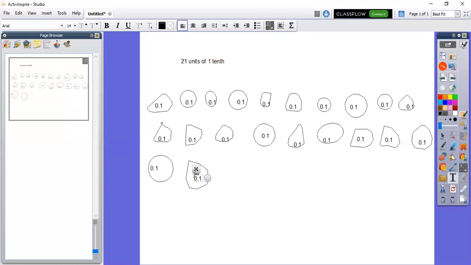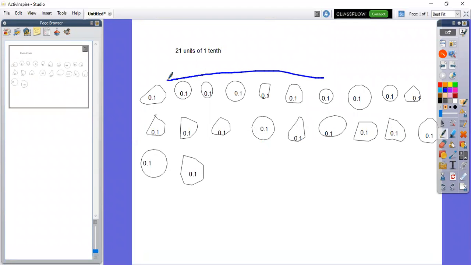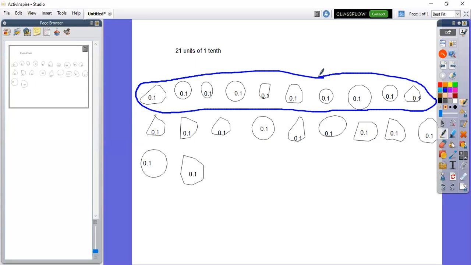Now, the directions say, make groups of 10/10 to rename as 1. Write the number in decimal form. We know that 10/10 is equal to 1 whole. We group 10 of these, so let's see, 1, 2, 3, 4, 5, 6, 7, 8, 9, 10. We group these 10 together. That gives us 1 whole.